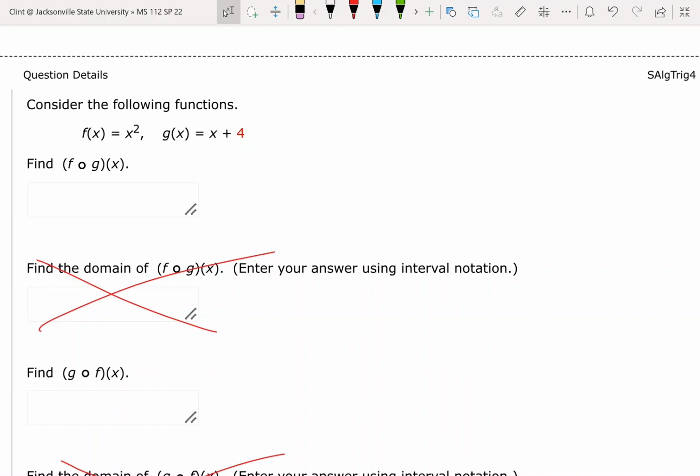So f open circle g of x means we want f of g of x. The one closest to the x is going to go on the inside. So g of x, we're told, is x plus 4. So instead of writing g of x, we'll write x plus 4. Those are the same thing.